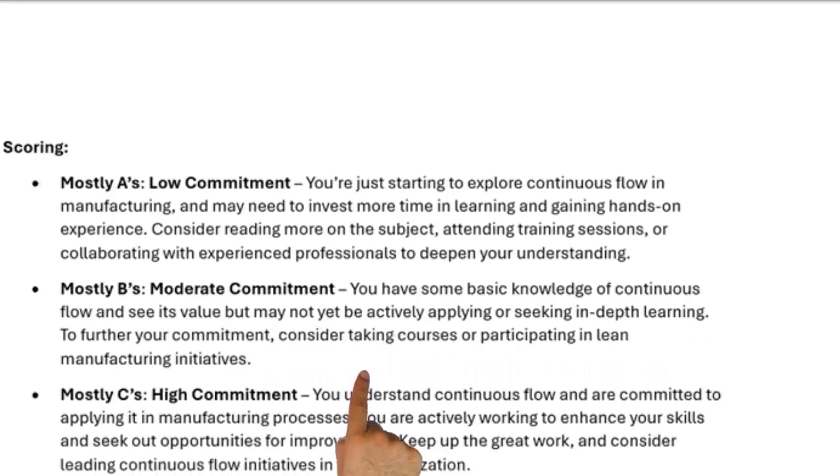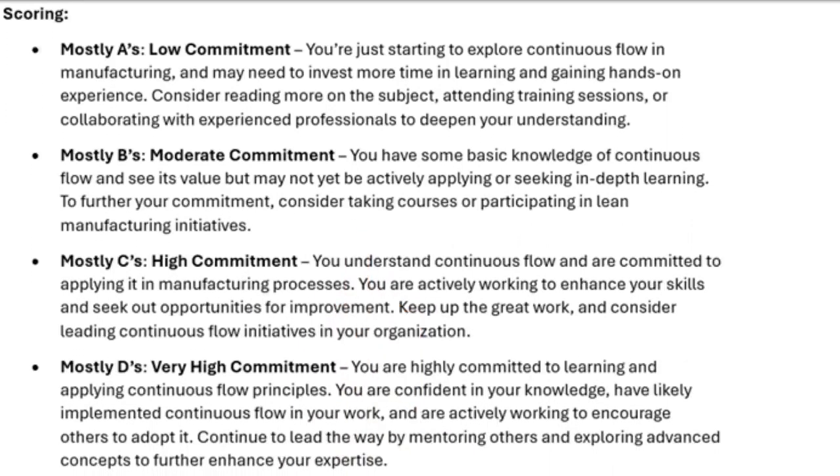Scoring guide. Mostly A's. Low commitment: you're just starting to explore continuous flow in manufacturing, and may need to invest more time in learning and gaining hands-on experience. Mostly B's. Moderate commitment: you have some basic knowledge of continuous flow and see its value but may not yet be actively applying or seeking in-depth learning.